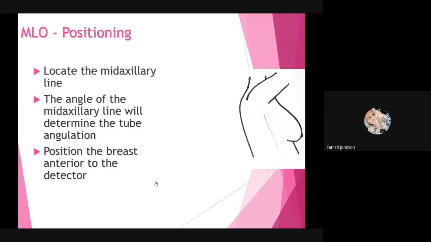So when positioning the MLO, you want to make sure that you first locate the mid-axillary line. The angle of the mid-axillary line will determine the tube angulation. Typically, we position the tube at 45 degrees, and then you can move it from there, either more of an angle or less of an angle based on their mid-axillary line. And then you want to position the breast anterior to the detector. So the lateral aspect of the breast is going to be the side of the breast that is touching your image receptor.